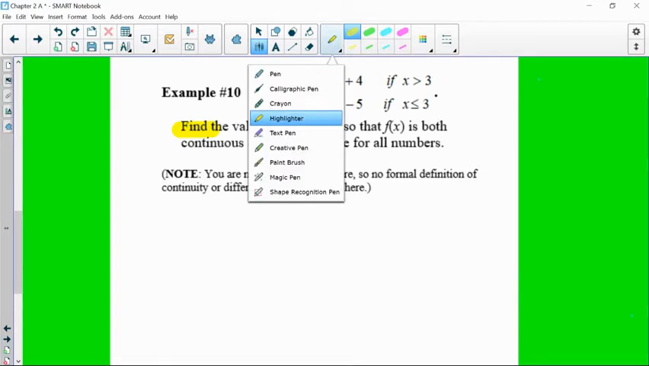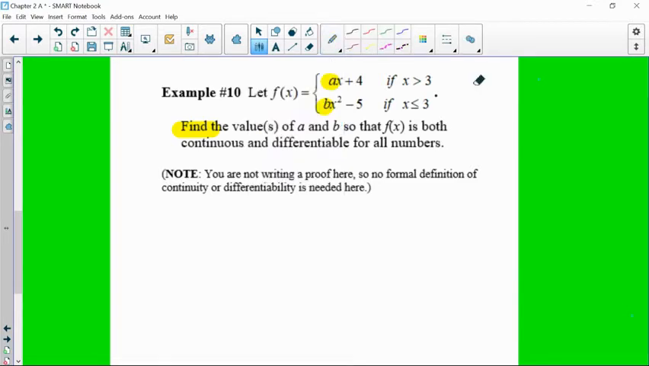So first thing, to guarantee it's continuous, we need the two pieces to line up. And we've done that before. We did that last chapter. So I need ax plus 4 to equal bx squared minus 5, only when x is equal to 3, when those two pieces line up. So that would be a 3a plus 4.